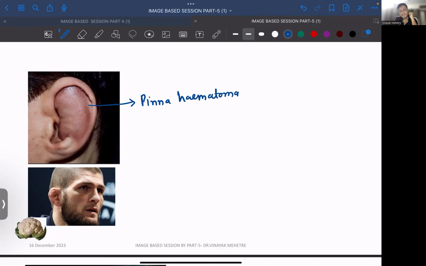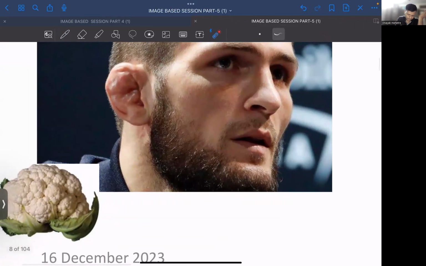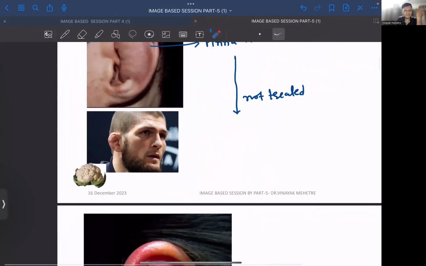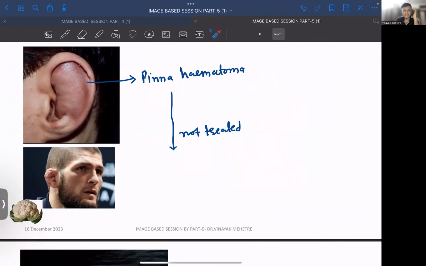Here a hematoma forms, swelling comes, blood collects inside, that is called hematoma, right? If it is not treated, then the patient will have hypertrophy of the ear, and it looks like a cabbage, right? Same goes over here. This is what we call boxer's ear and cauliflower ear, right? Understood? The images are different, do not run for the answers. This is boxer's ear and this is also called cauliflower ear.